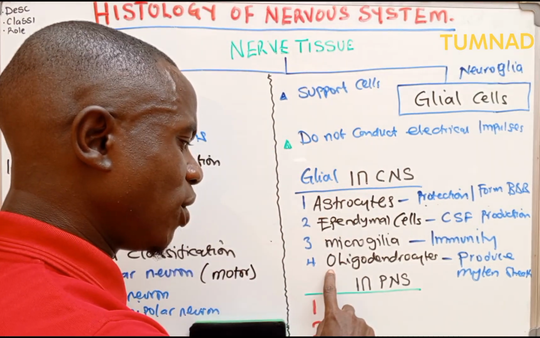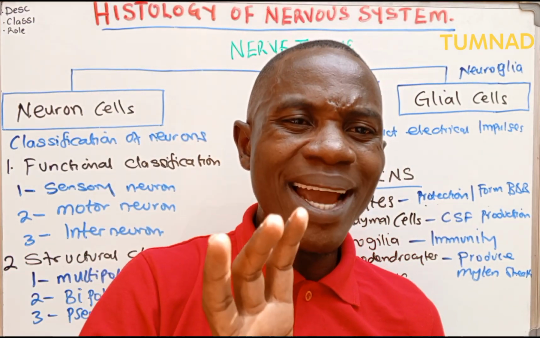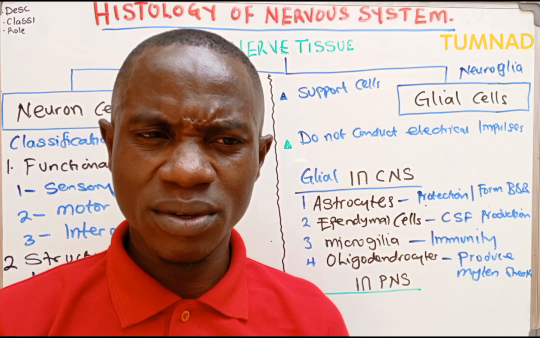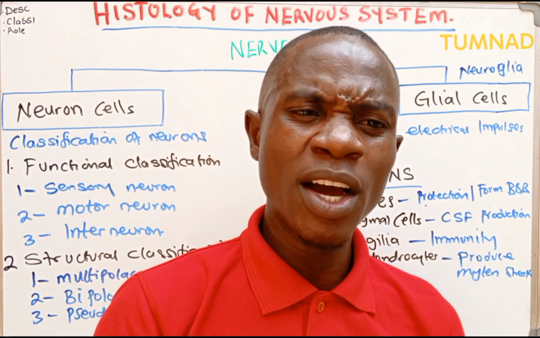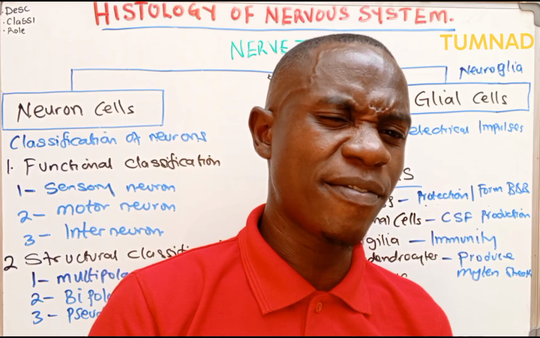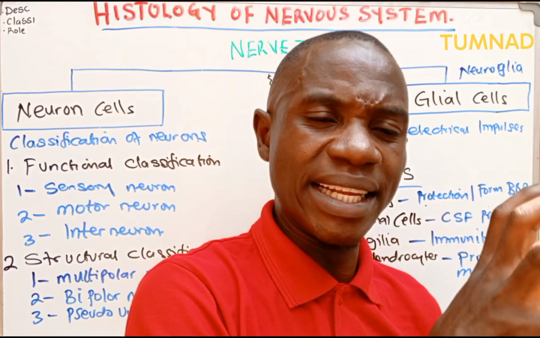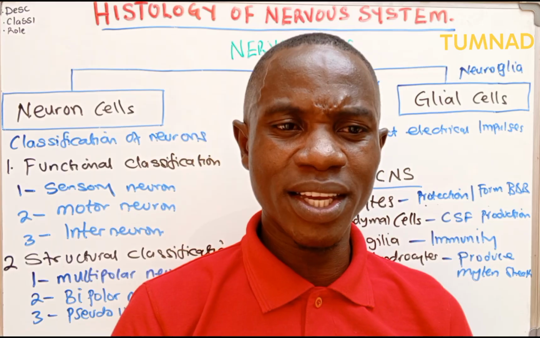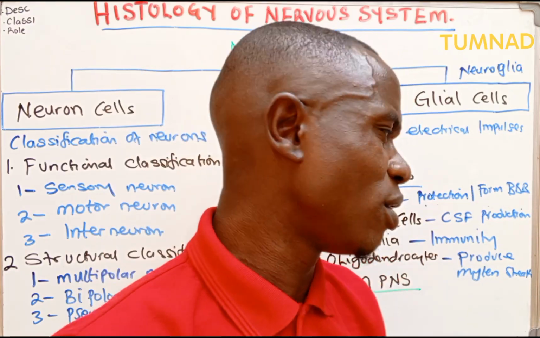Another beautiful thing is that one oligodendrocyte cell can myelinate multiple axons. That is something very unique compared with other cells which you are going to be seeing in the peripheral nervous system. One oligodendrocyte cell can myelinate multiple axons. Okay, it's such a beautiful thing.